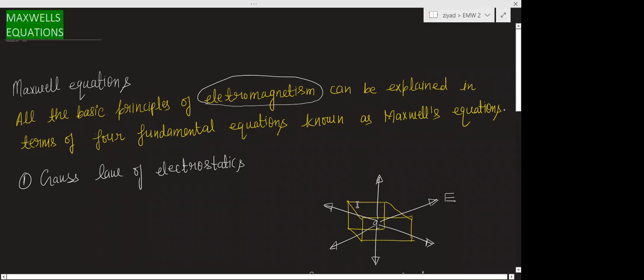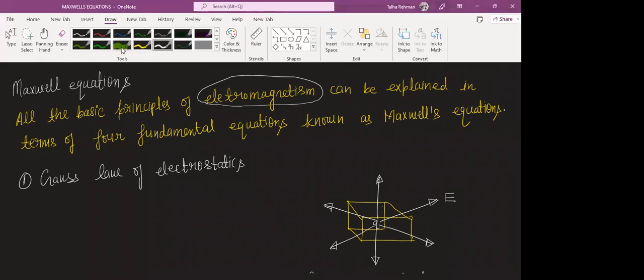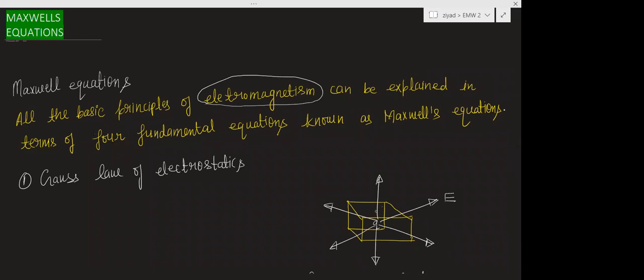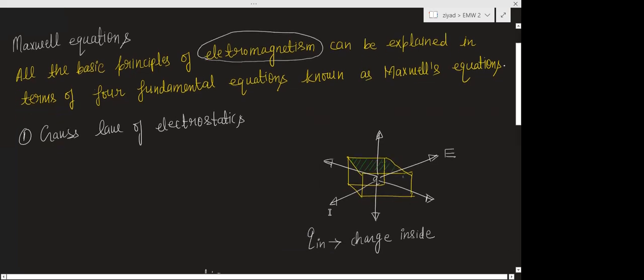So this is a 3D closed surface, a 3-dimensional cuboid, and inside this cuboid a point charge is placed. We know that the point charge will produce the electric field, and these are the electric field lines due to this point charge. So, what is the electric flux? This is the electric flux given by this charge. Electric flux is basically the electric field lines crossing an area.